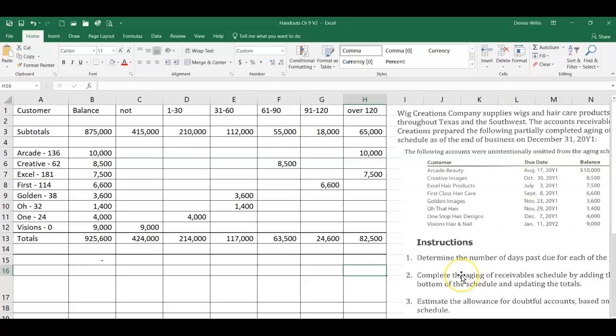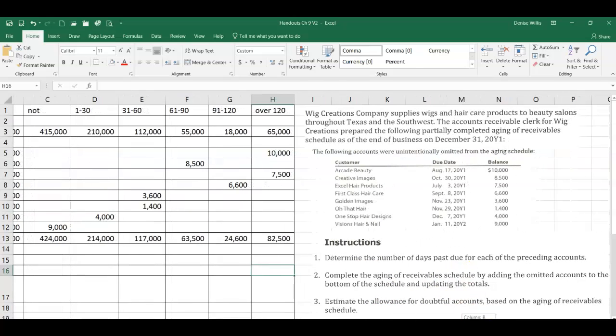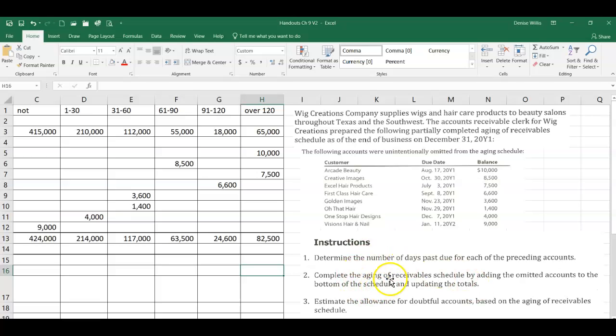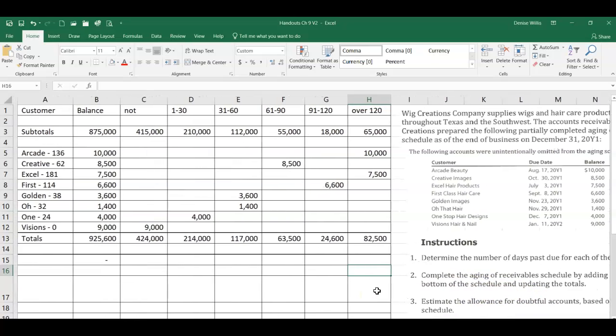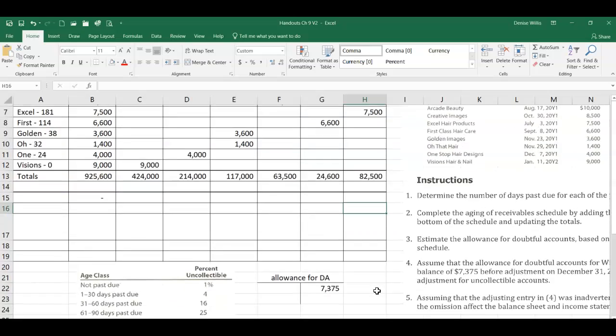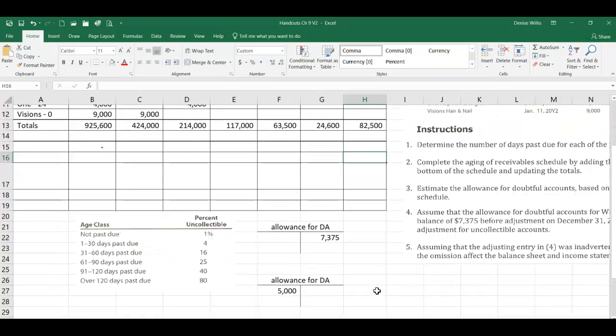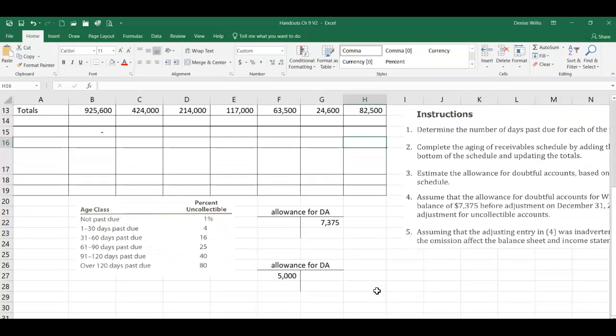We've done number one, determine the number of days past due for each of the preceding accounts. We did that on the other tab. We completed the aging of receivables schedule by adding the omitted accounts to the bottom of the schedule and updating the totals. Now it says estimate the allowance for doubtful accounts based on the aging of receivables schedule. Okay, so I'm going to scroll up here and we'll just leave our subtotals in place. This is part of the information that we need to complete this.